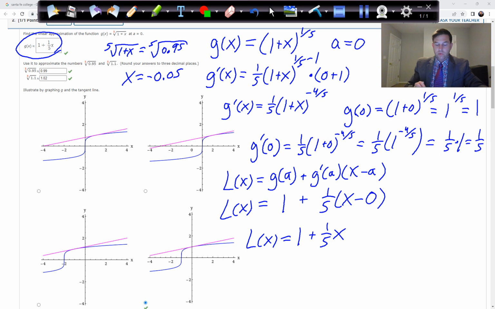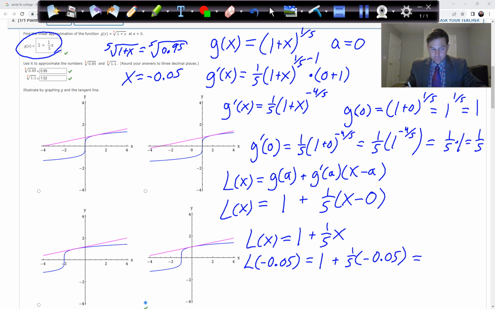And that's what we're going to plug into this linearization equation. So we're going to say, what is the linearization when x is negative 0.05? And we'll get 1 plus 1/5 times negative 0.05. So I would take 0.05 divided by 5, multiply by -1, then add 1, and you should get 0.99.